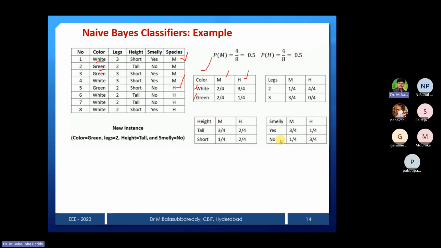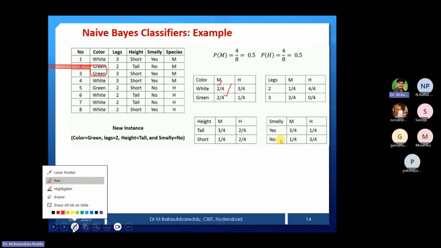When the color is white, how many times is M there? Color is white, this is M, and color is white, this is also M. That means 2 by 4. Why 4? In total we have only 4 M cases out of 8. That's why 2 times it occurred, and that is the reason for 2 by 4. And for green, these two are green with M, species is M. That's why 2 by 4.